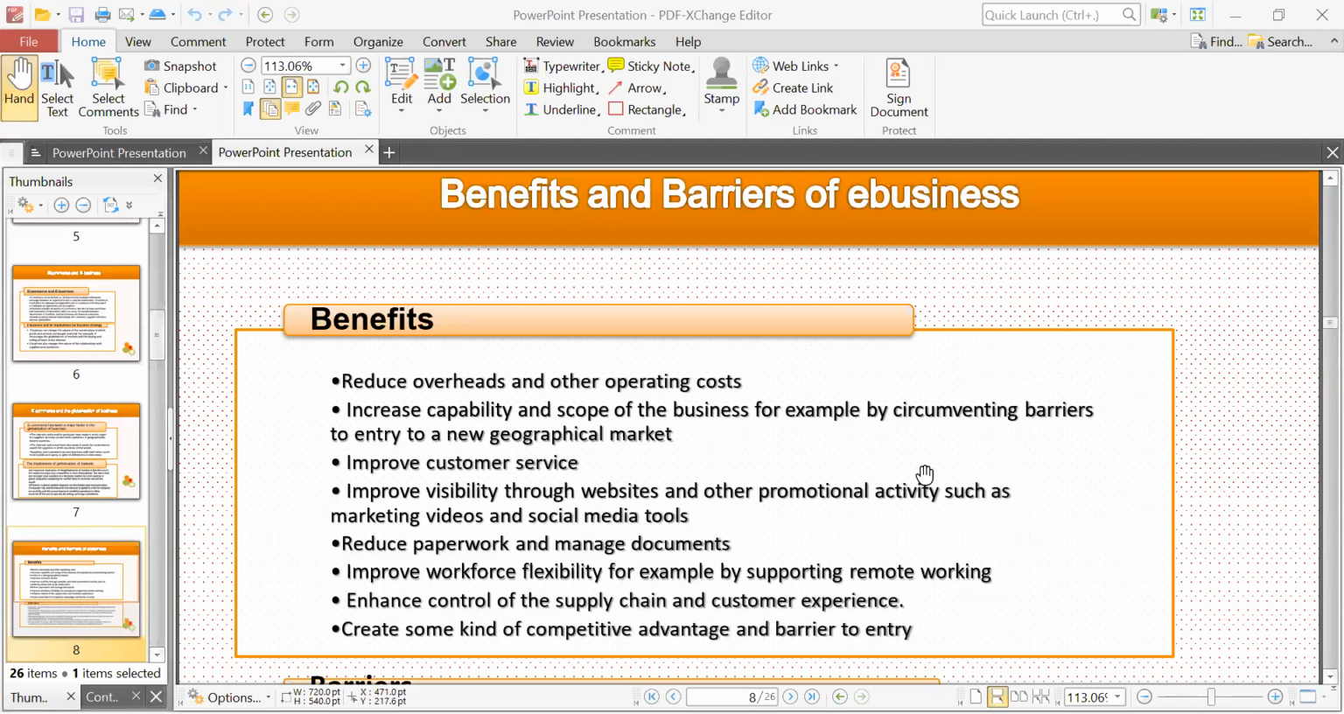The next one, which is number 5, is reduces paperwork. That's also true. Number 6 is it improves workforce flexibility. E-business and remote working go together. And they go hand in hand. E-business and remote working is quite easy because of the internet. People can sit at home and be working, and different people in different parts of the world can be working easily.